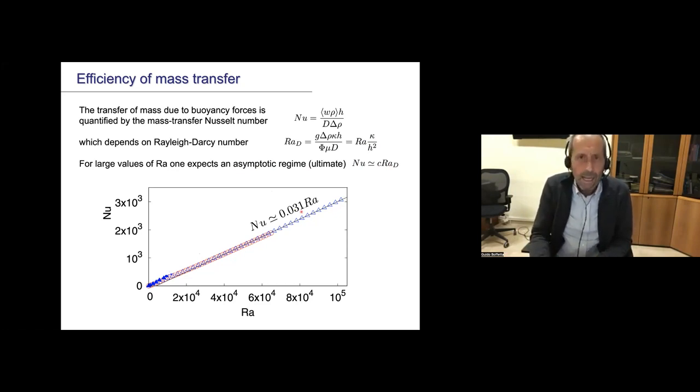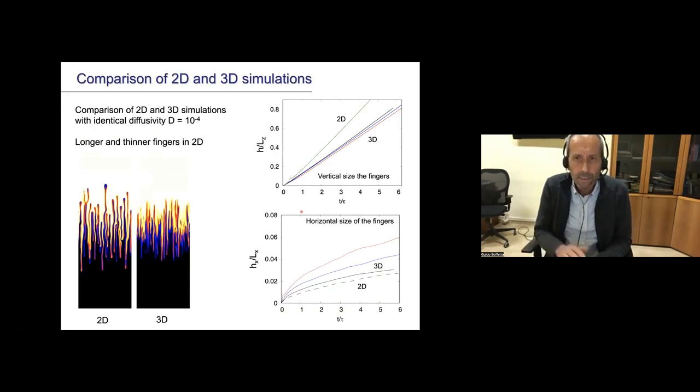Okay, and so far I discussed three-dimensional simulation, but since we have seen that most of the experiments are done in 2D, we also did some two-dimensional simulation. And so these are the results. This is the snapshot at a certain time of the density field from a 2D and 3D simulation with exactly the same parameters and the same initial condition. But you see there are some differences. In two dimensions, the fingers, the plumes, are more coherent and more elongated.